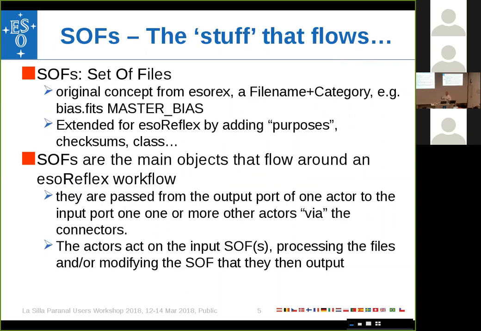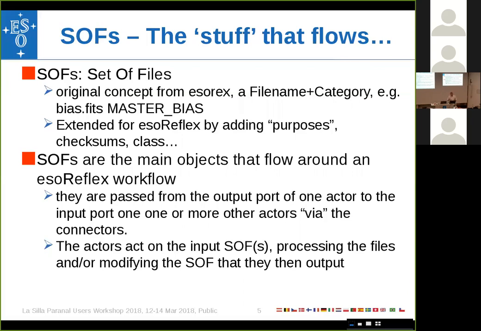For example, for a bias is very simple. You just have the list of raw files typically, but for a flat field, you would have the list of raw files, probably plus the bias. So you need a way to distinguish and tell the recipe which are the raw files of the flat and which is the master file coming in.